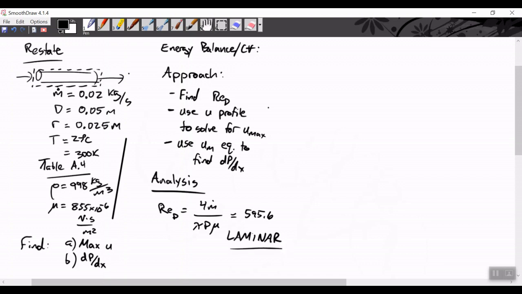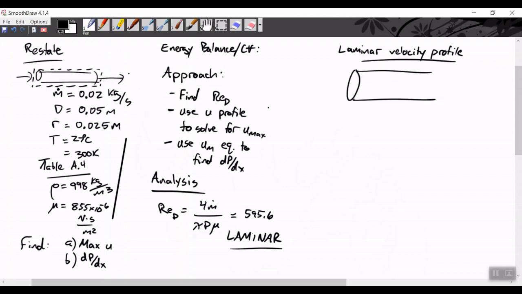Okay, so we know it's laminar, which means we can write the laminar velocity profile, which we could use to find the velocity at any point in our pipe. So if this is our pipe, and if we have a dimension r, which starts at the center line of our pipe, then we can write an equation, which we learned in class, and this is from the book as well, that tells us the velocity in the x direction at any point r. And this is what that equation looks like.